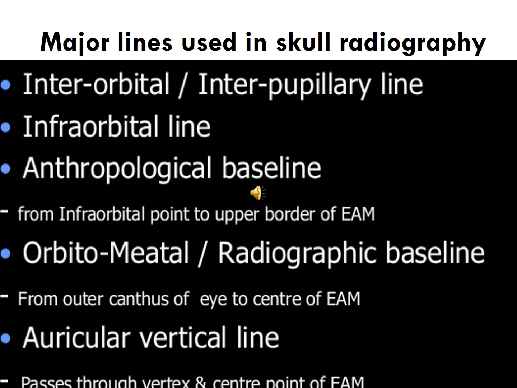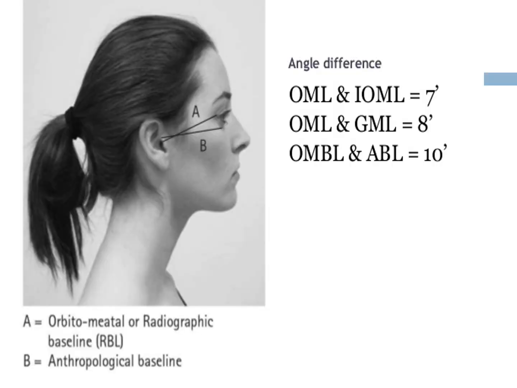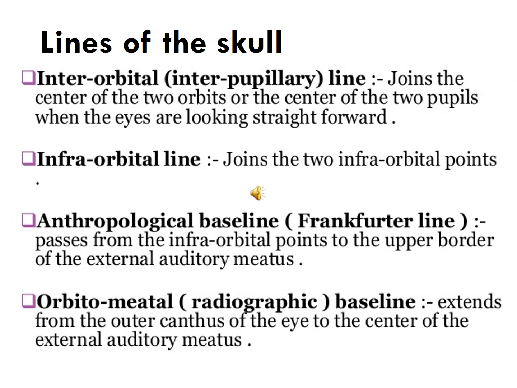There are some important lines that are used in skull radiography. These lines are inter-pupillary line, infra-orbital line, anthropological baseline, orbitomeatal or radiographic baseline, and auricular vertical line. Lines of the skull: inter-orbital line is the line that joins the center of two orbits. Infraorbital line joins the two infraorbital points.